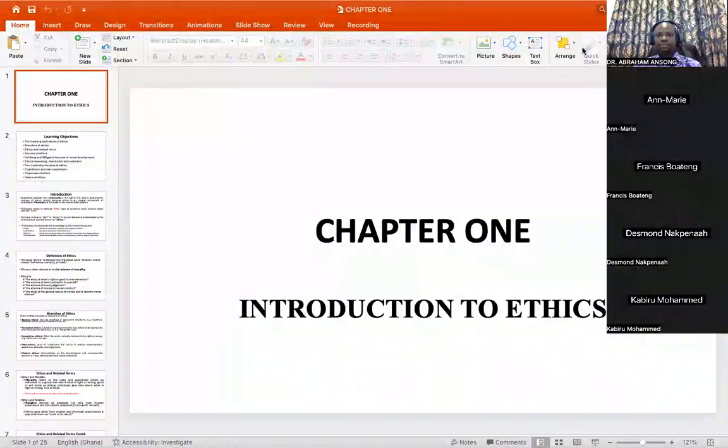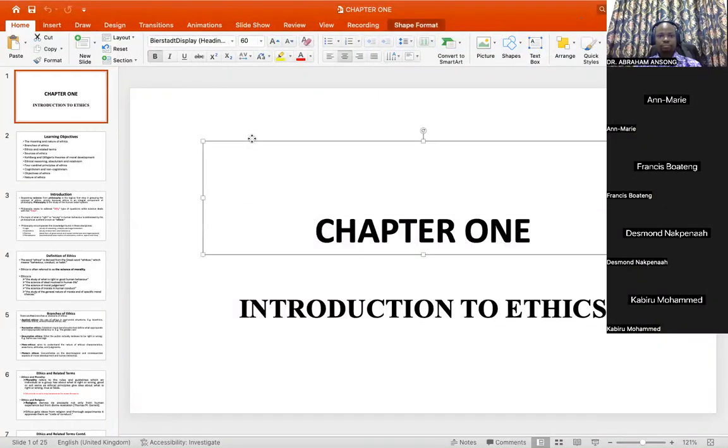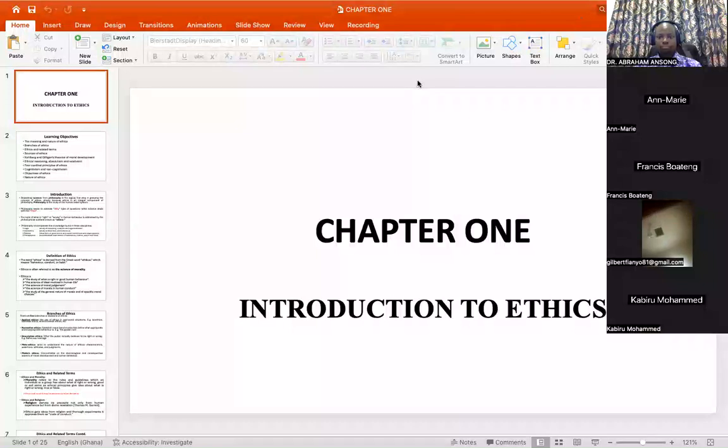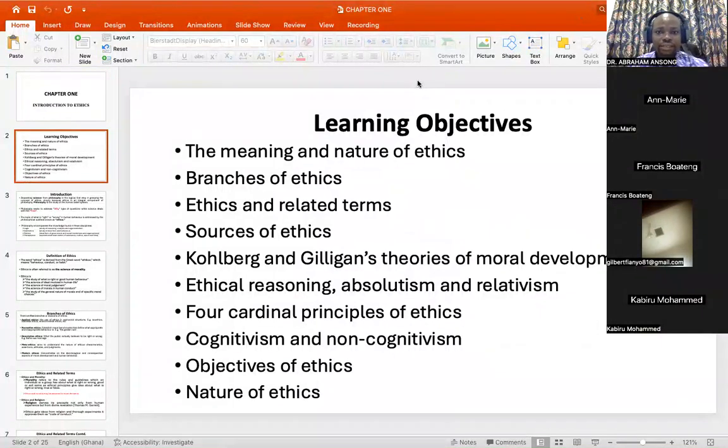So we're starting with introduction to ethics. And here we'll be looking at the meaning and nature of ethics, branches of ethics, ethics and related terms, sources of ethics, Kohlberg and Gilligan's theories of moral development, ethical reasoning, absolutism, and relativism.